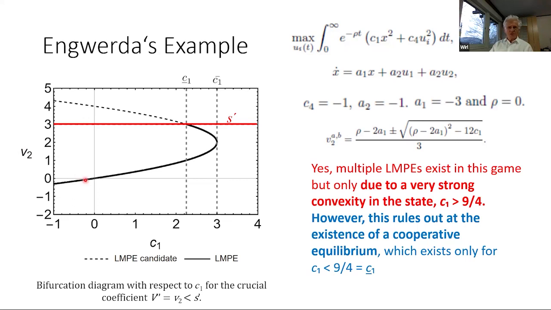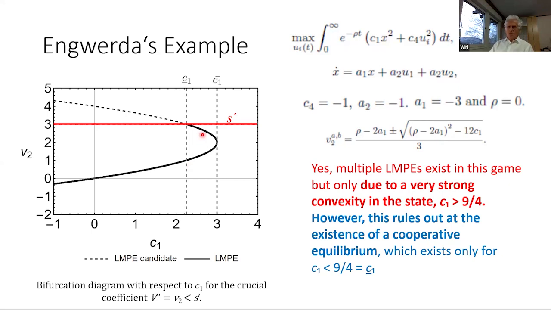Okay, as you increase C1, so now you enter the convex domain in the objective, it's still unique. Only if you cross the point where C1 is greater than 9/4, so it's larger than 2, you get the two linear Markov perfect equilibria that also Englert reports.